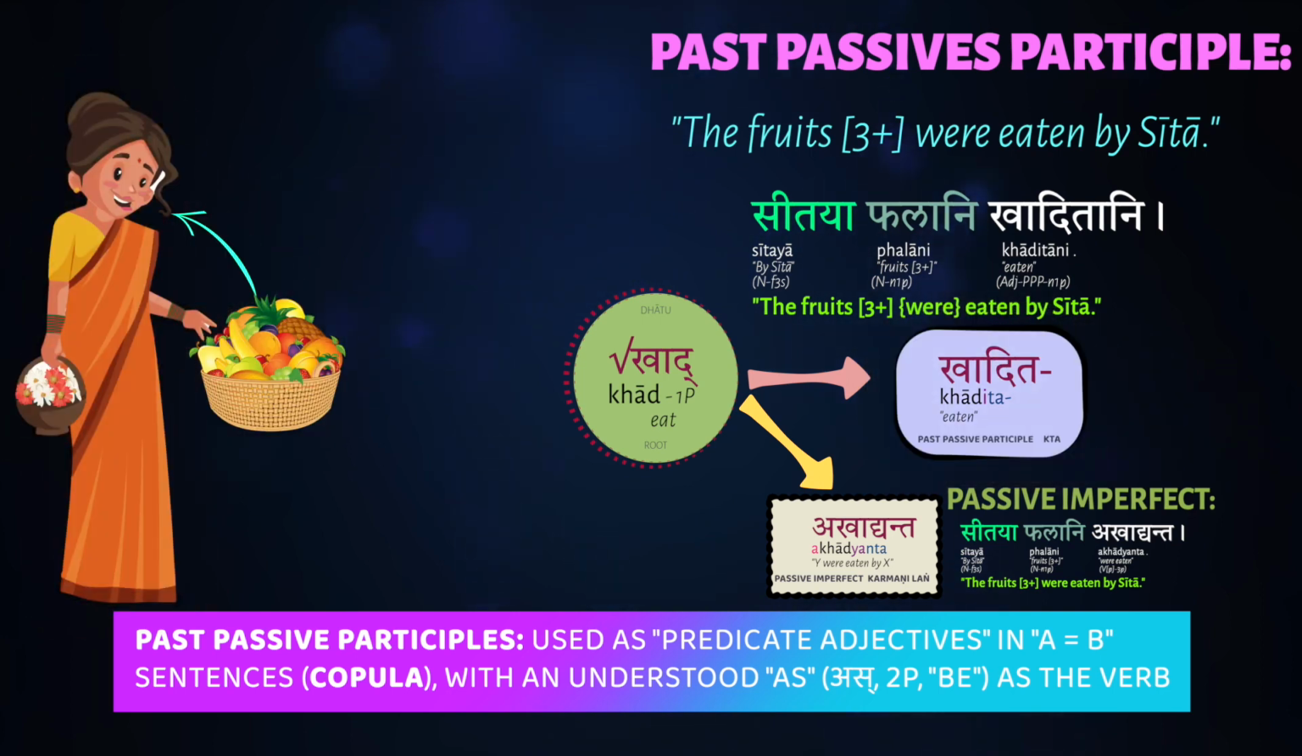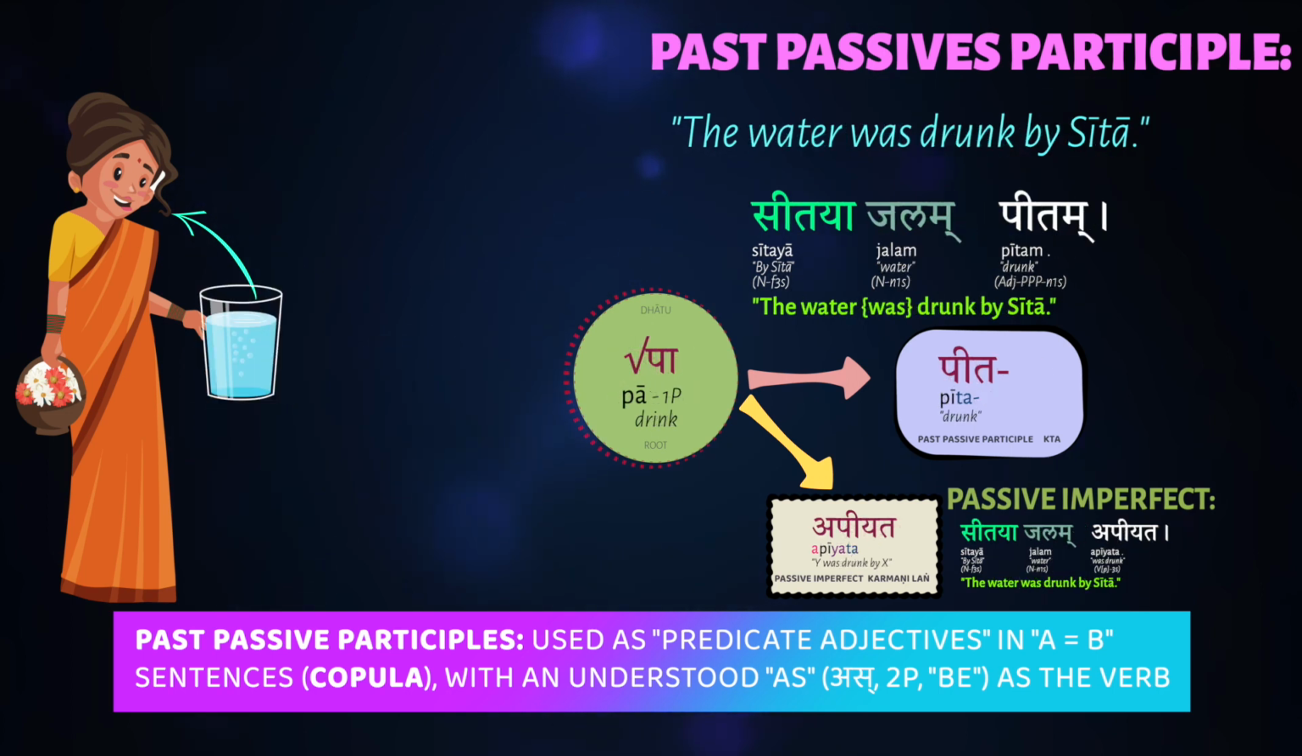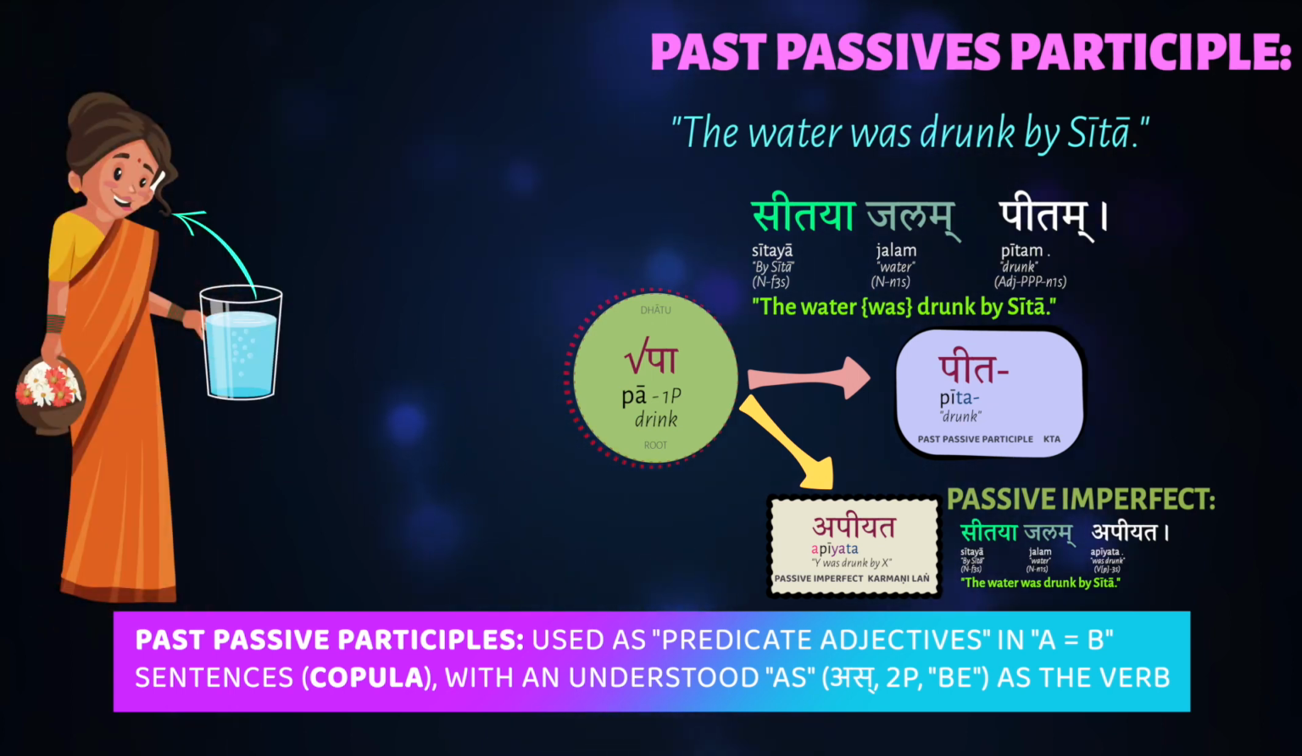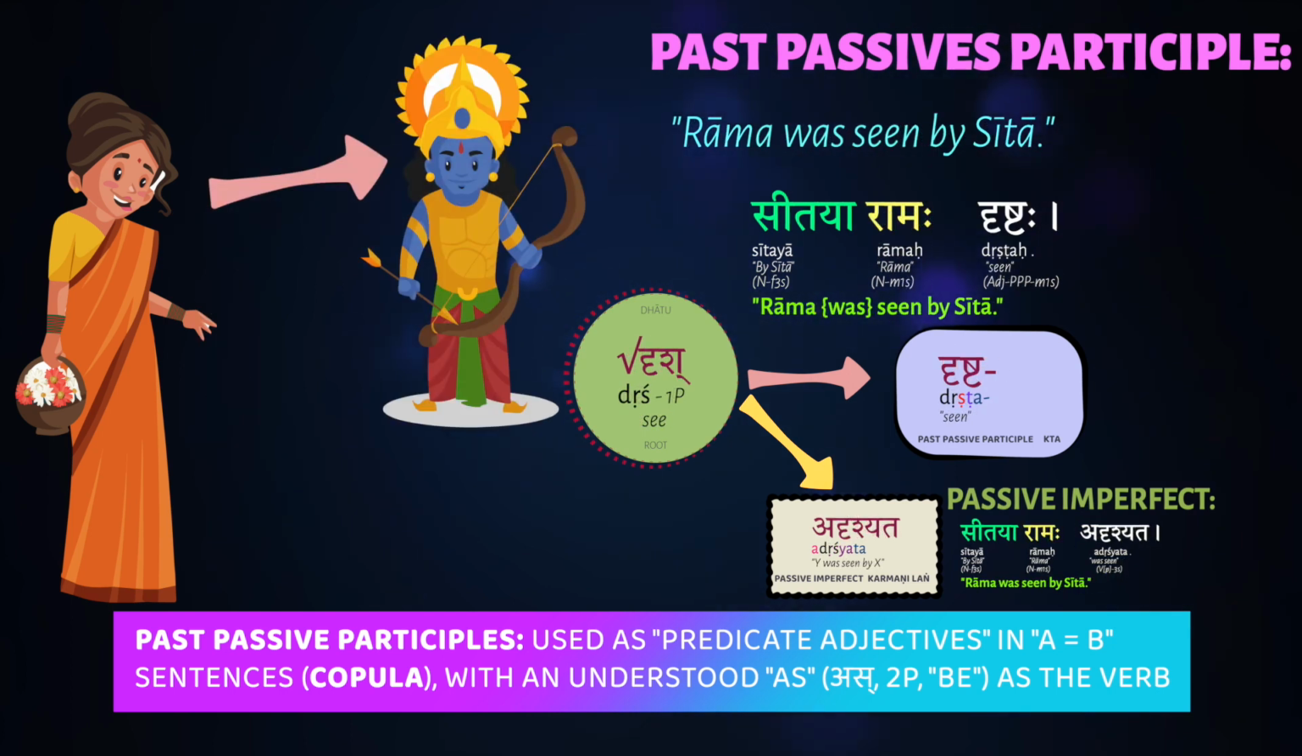Here, Khadita is going to be the PPP of Khad, and it's agreeing with the Palani Khaditani. Sitaya jalam pitam, the water was drunk by Sita. Pita is the PPP of Pa, to drink, and it agrees with jalam pitam. Sitaya Ramaha drishtaha, Rama was seen by Sita. Drishta is the past passive participle of drish, to see, and it's agreeing with Ramaha drishtaha.